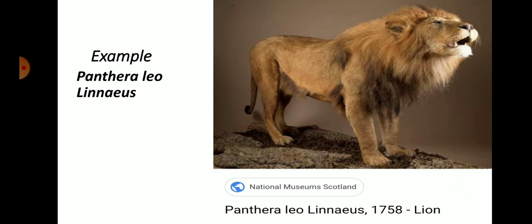Let's see the second example of binomial nomenclature, that is the lion, in which the name of the taxonomist is also included beside the scientific name. Sorry, the scientific name of the lion is Panthera leo Linnaeus. Panthera is the genus name, leo is the species name, and Linnaeus is the taxonomist who studied it. Even Linnaeus changed his real name, Carl von Linné, to Carolus Linnaeus.